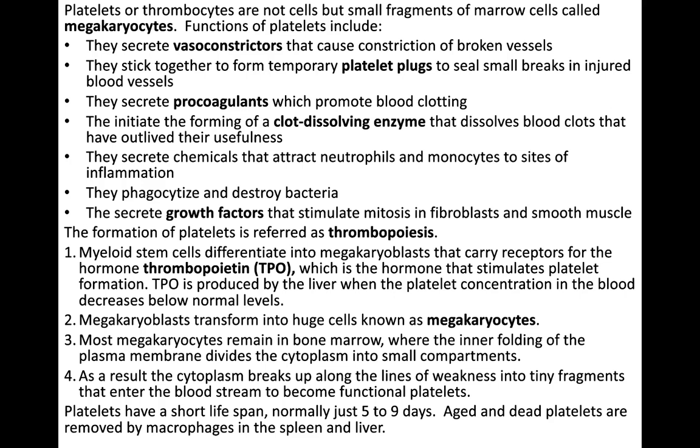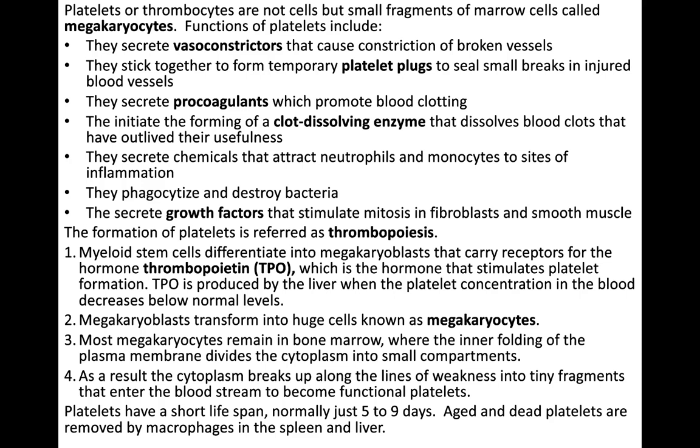We start with myeloid stem cells that differentiate into megakaryoblasts, which carry receptors for the hormone thrombopoietin. TPO is a hormone that stimulates the formation of platelets, produced by the liver when our platelet concentration in the blood decreases below normal levels. That triggers those cells to develop into huge cells known as megakaryocytes, which stay in the bone marrow. And then, as I mentioned earlier, they kind of just start breaking apart.